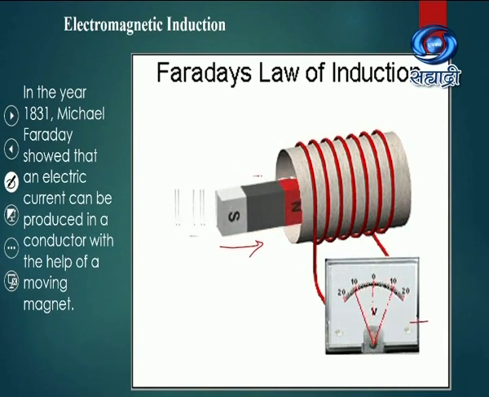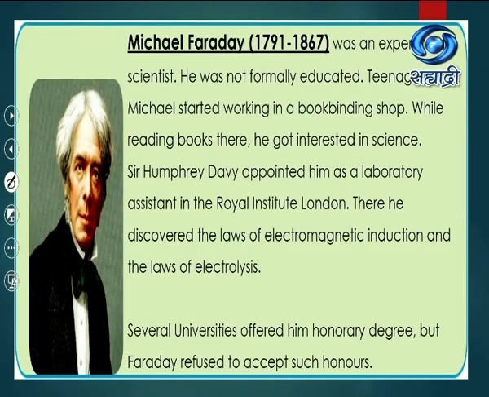So in the year 1831, Michael Faraday showed that an electric current can be produced in a conductor with the help of moving magnet. It's really interesting. So that is electromagnetic induction.